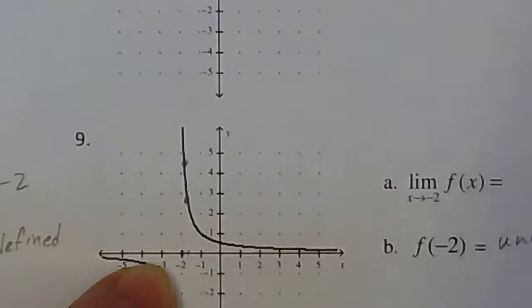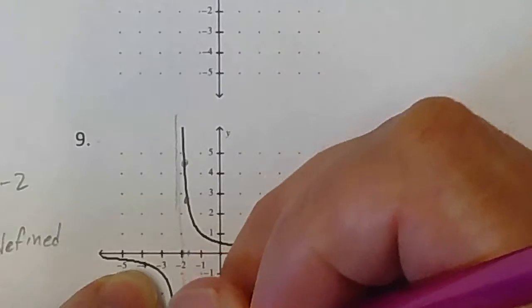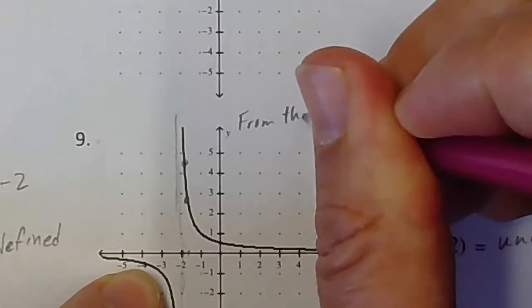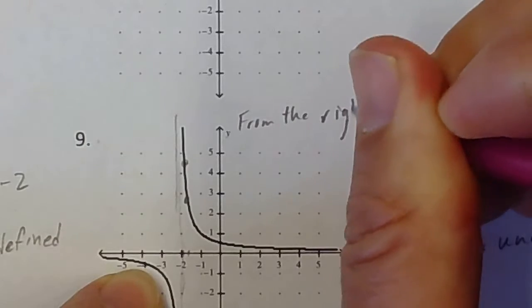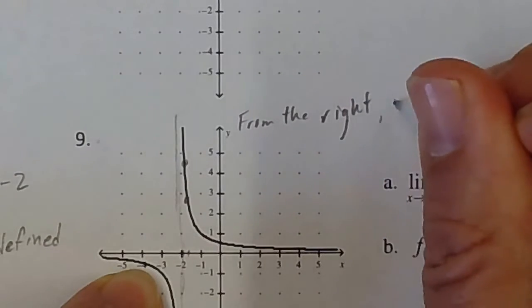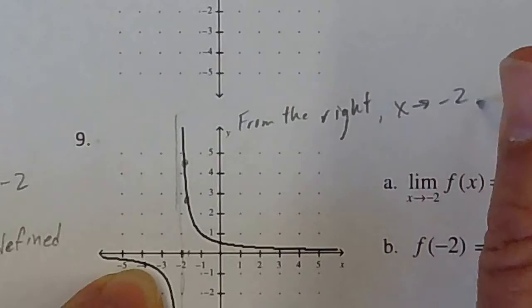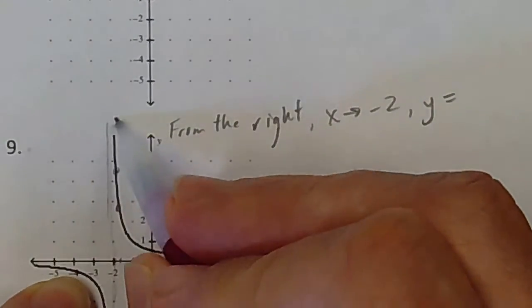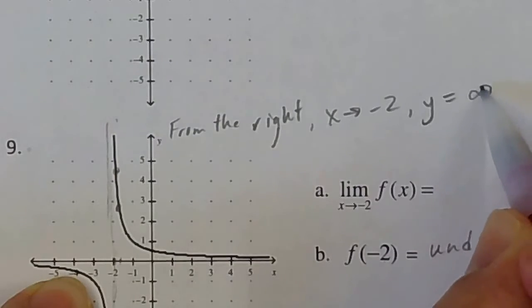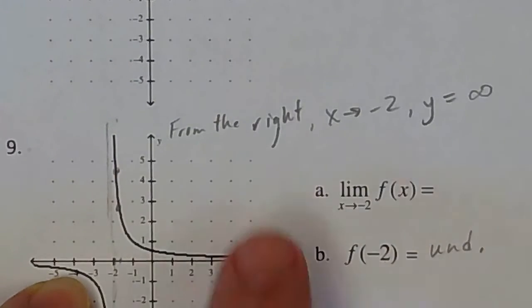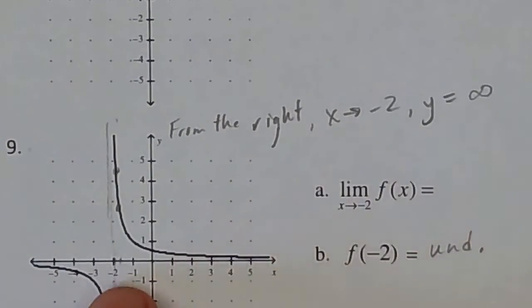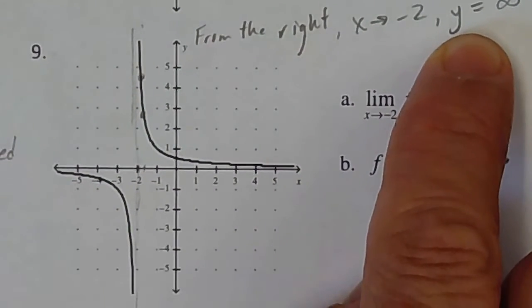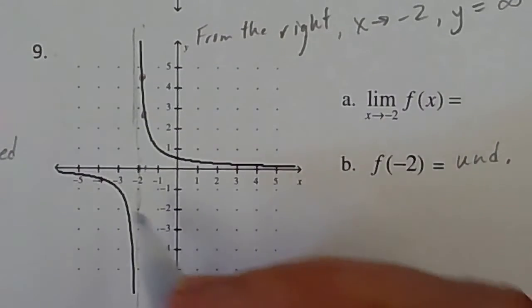They're increasing, right? So we've got to look at two sides of this. From the right, I'm going to write this in here. From the right, as x approaches -2, y is heading up towards positive infinity. But we see something different from the left.